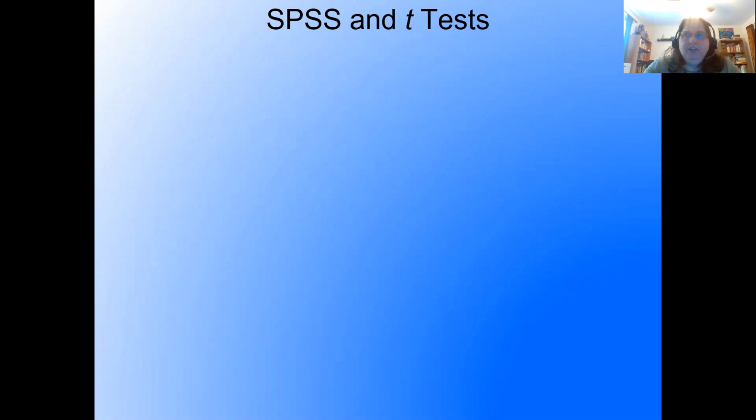So for the three t-tests that we've been talking about, which is the t-test for a single sample, the t-test for dependent samples, and the t-test for independent samples, for all three of those, we've really only been discussing how to calculate those by hand. But as you probably already guessed, you can actually use SPSS to calculate these as well. So we're just going to go through the interpretation for these three different tests today.